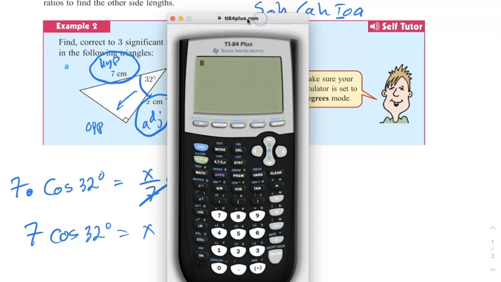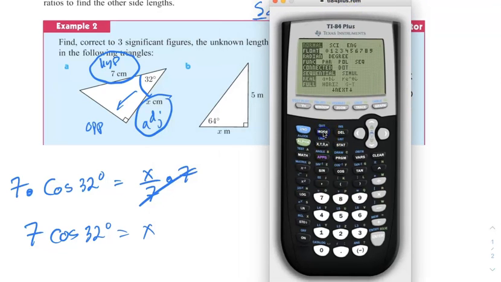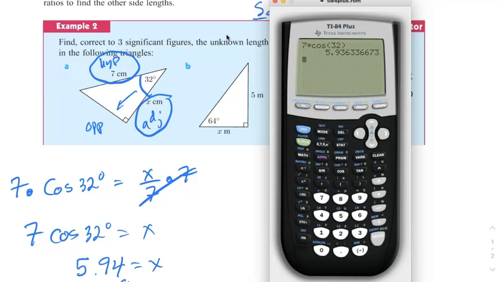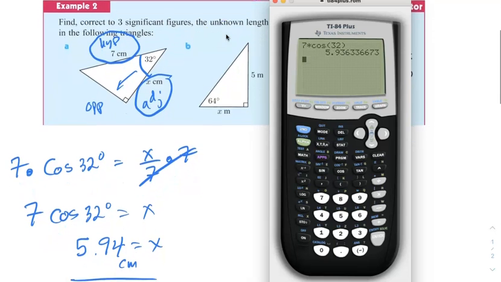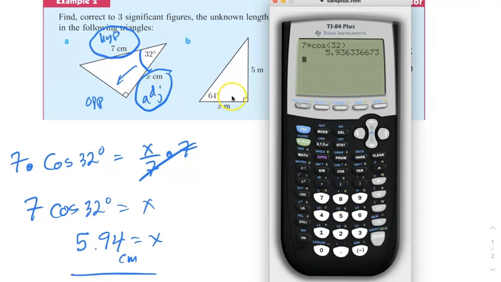Now we want to make sure we're in degrees, so I'm going to go to mode, because by default you should generally be in radians. So we're going to go to mode, switch over to degrees, hit enter, then get out of this. So we're going to type it in, 7 times cosine 32, and we get 5.936. We want 3 sig figs, so 5.94 centimeters. Alright, so that's the length of this side, 5.94 centimeters.